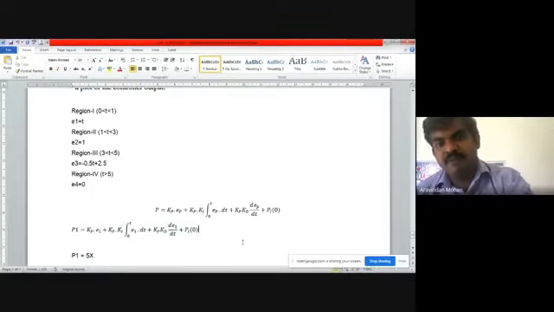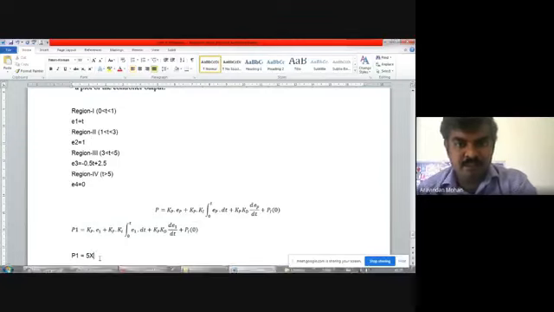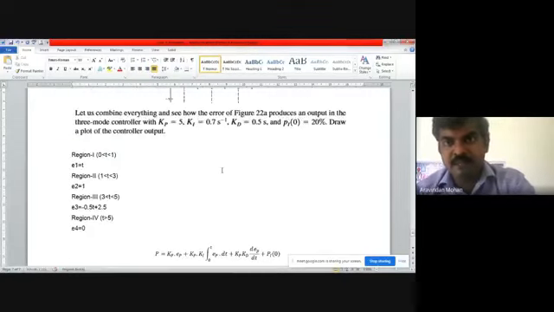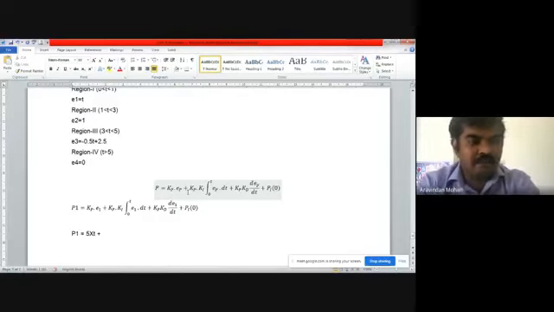Now we are going to substitute all the values in this above equation. So P1 is equal to 5 into E1, which is t. Next, plus Kp into Ka. What is Kp into Ka? If you multiply Kp, which is 5, and Ka, which is 0.7, we will get 3.5. Let me directly write this particular equation.